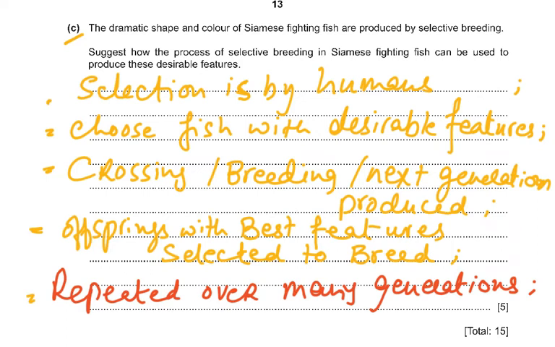So, selection is by humans, choose fish with desirable features, then you cross them or you breed them, or you say the next generation is produced. And then out of the offspring, you select the ones with the best features and you select them to breed them. And this is, of course, repeated over many generations. And this was a very, very narrow mark scheme. 5 marks, only 5 points. You had to give me all these 5 points to get your 5 out of 5. This is a total of a 15 mark question, a very long question.